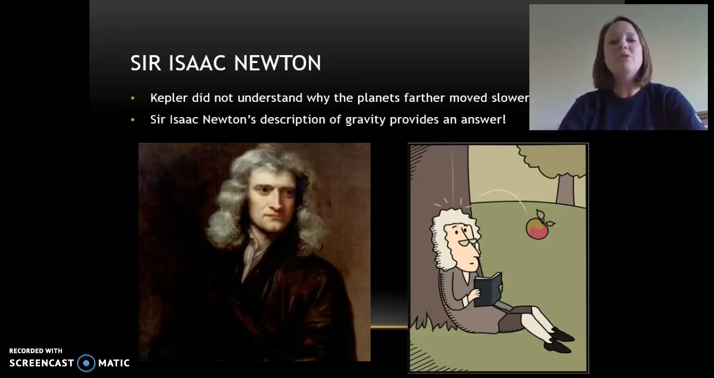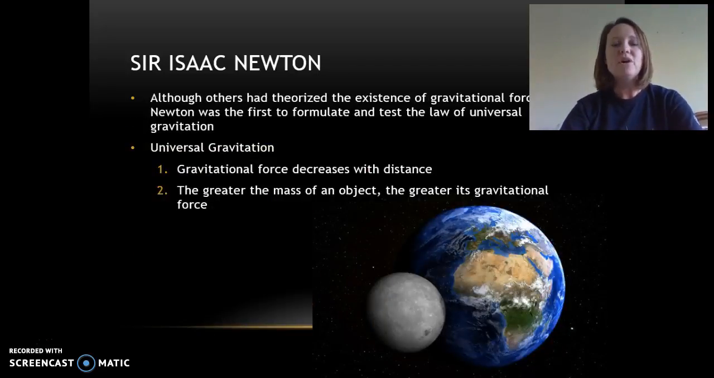And long before Newton, we understood the idea of gravity, that everything fell towards the Earth, but he was the one who provided a description of what it actually was. So although others had theories about the existence of this gravitational force, he was the first to formulate and test the law. So the law of universal gravitation says that the gravitational force decreases with distance, and the greater the mass of an object, the greater its gravitational force.